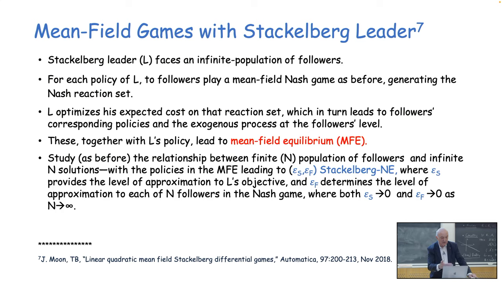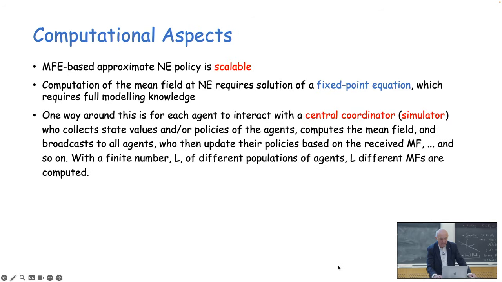And we can again show that both epsilons go to zero as n goes to infinity, so you have continuity in the limit. So this has been discussed in this Automatica paper 2018. Now, this is fine as a theory, but the question is, how do we compute the solution? What are the computational aspects?